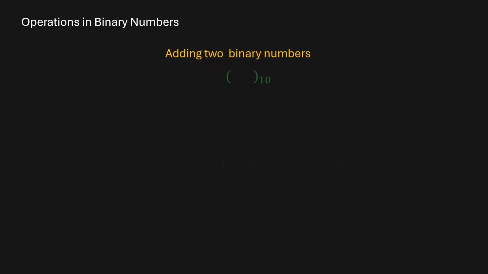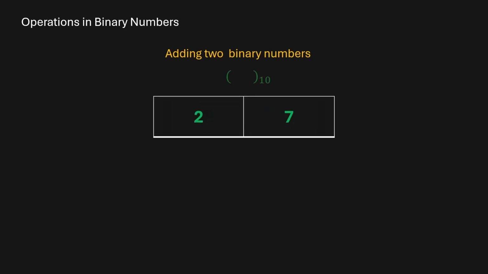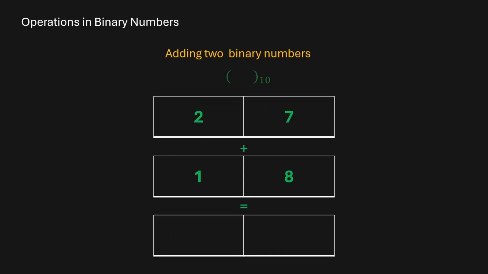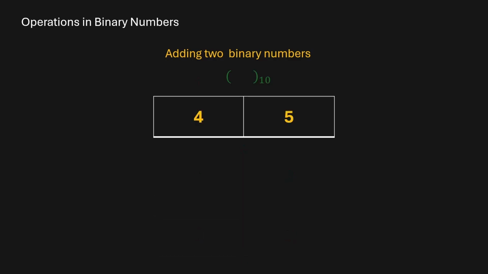Let us start with base 10. We want to add two numbers, 27 and 18. As you know, to add two numbers, we first add 7 and 8. The result is 15. And since we cannot place two digits in a single position, we write 5 in the ones column and carry 1 to the tens column. Then we add the tens column, which equals 4. So the final result is 45.